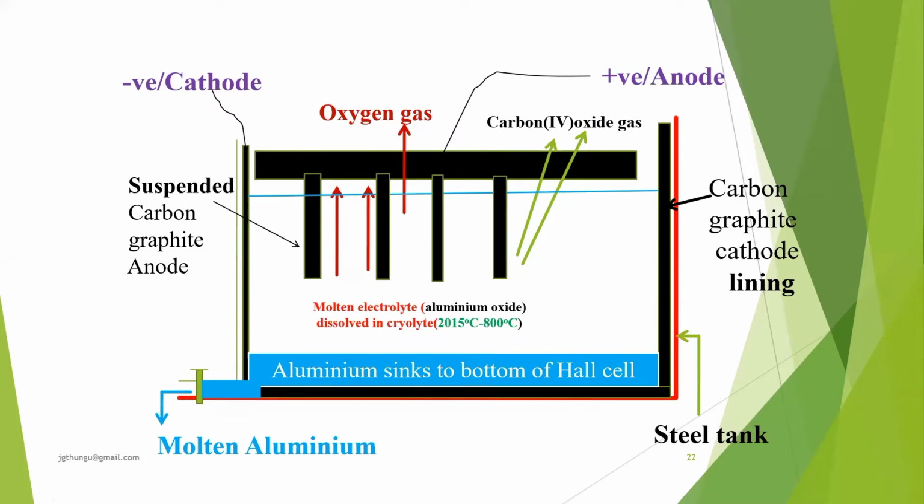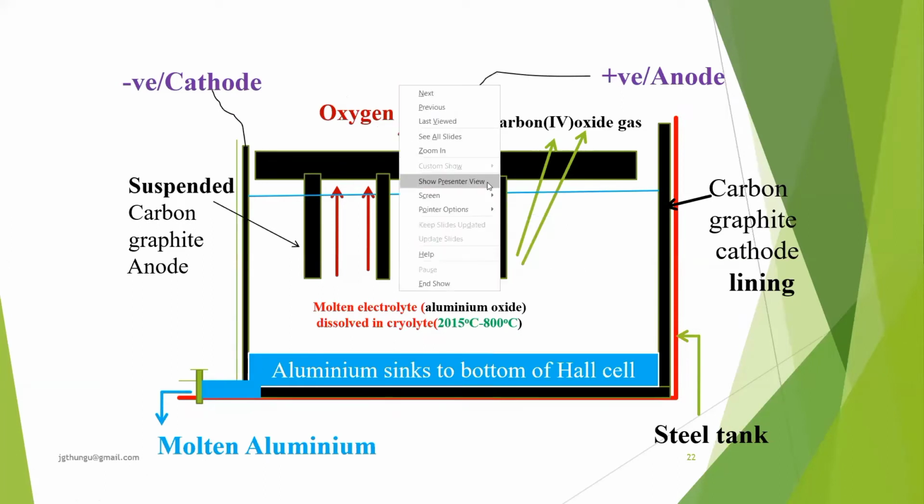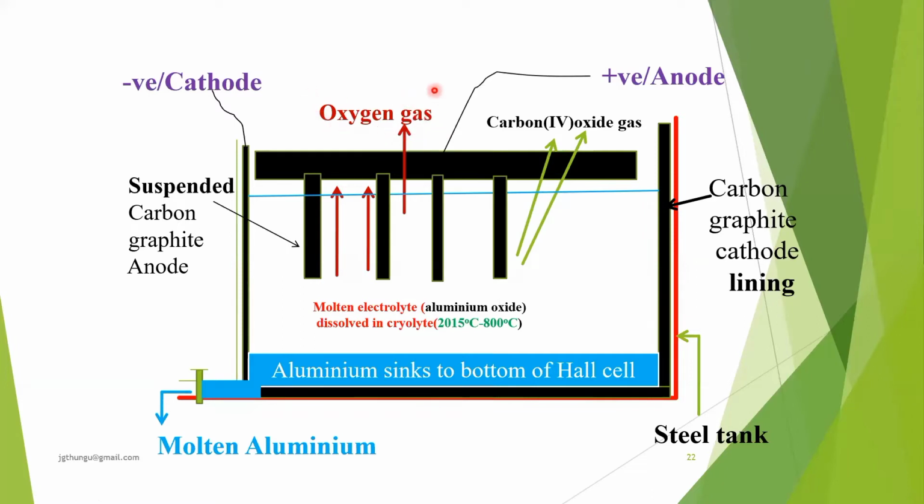Where is oxidation? Where is reduction taking place? Note that there is an oxygen gas that is being liberated at this point. Tunaona oxygen pale. Ina maana oxygen inakuwa liberated around what? The anode. Okay? Oxygen from oxide ions. So the oxide ions are oxidized around the anode.